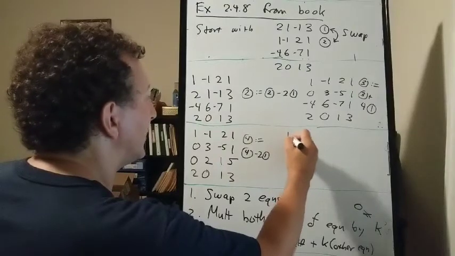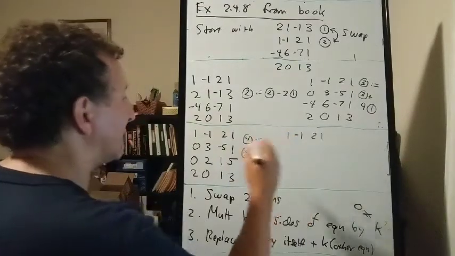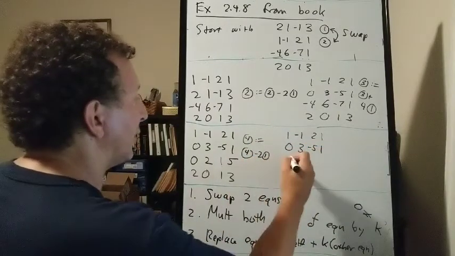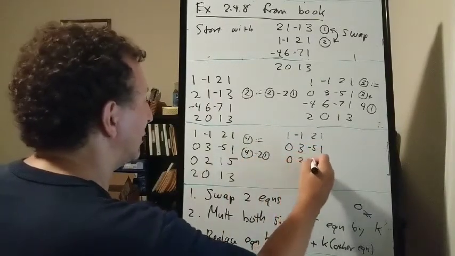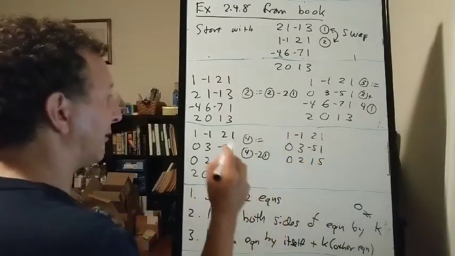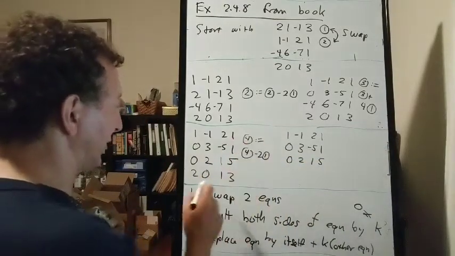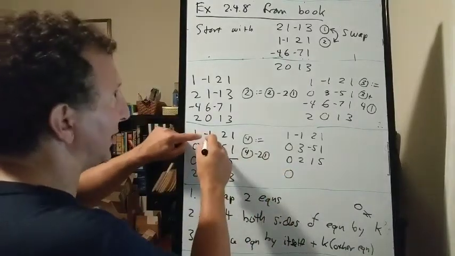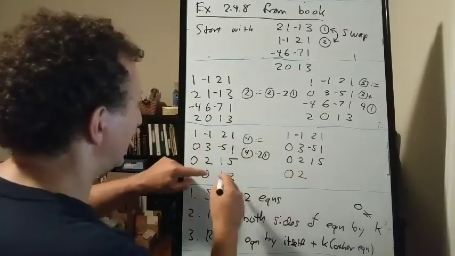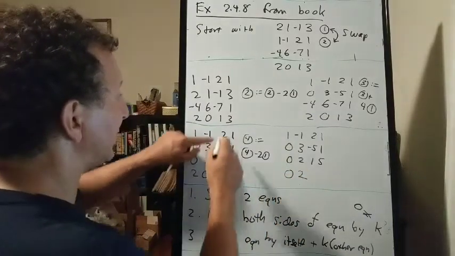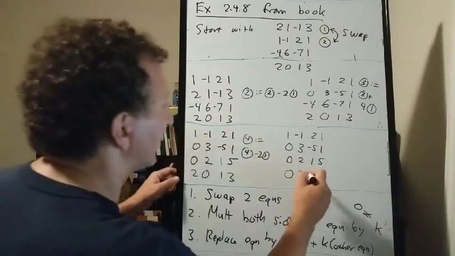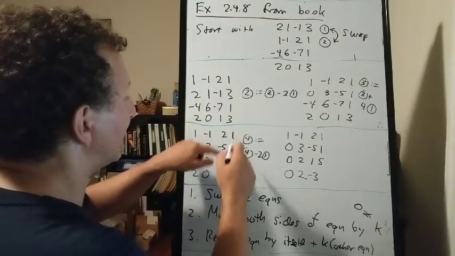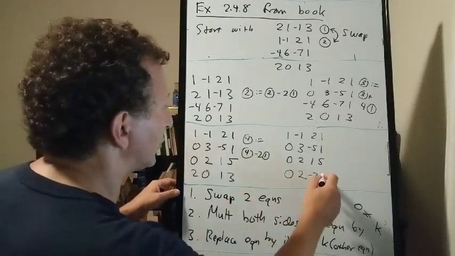I'll copy row 1, 1, negative 1, 2, 1. Copy row 2, 0, 3, negative 5, 1. Copy row 3, 0, 2, 1, 5. And now the fourth row becomes fourth row minus 2 times the first row. 2 minus 2 ones is 0. 0 minus 2 negative ones is positive 2. 1 minus 2 twos is 1 minus 4, which is negative 3. 3 minus 2 ones is 3 minus 2, which is 1.